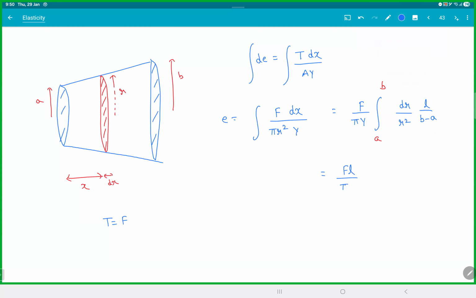This is FL by pi y, or you can keep everything in x and integrate. That also works, but it goes little lengthy. 1 by (b minus a), dr by r square's integral is minus 1 by r. Limits will go from b to a. FL by pi y (b minus a). This will be 1 by b minus 1 by a. That will be (b minus a) will cancel. You end up with FL by pi a b into y. Check.